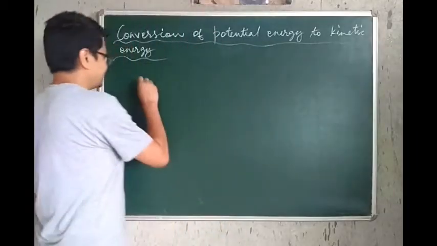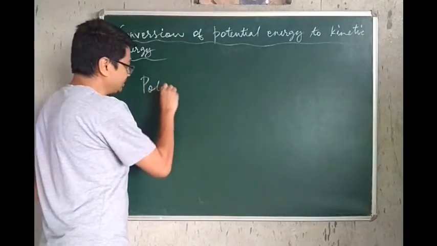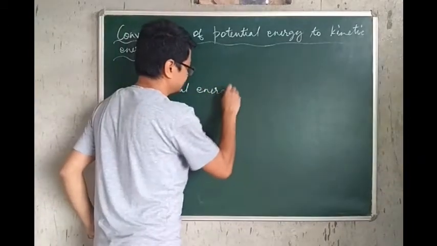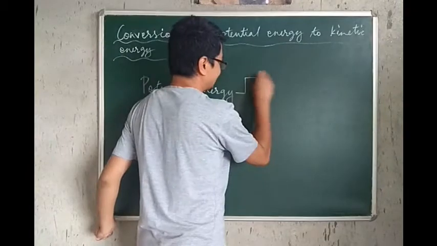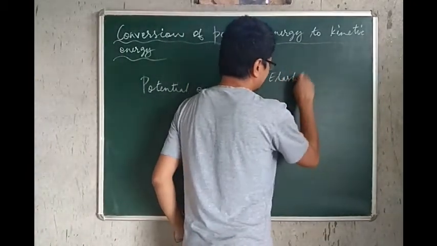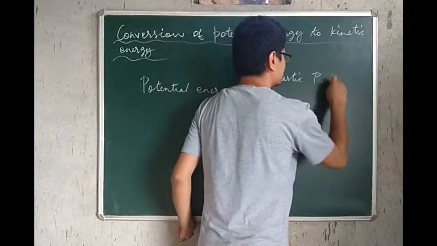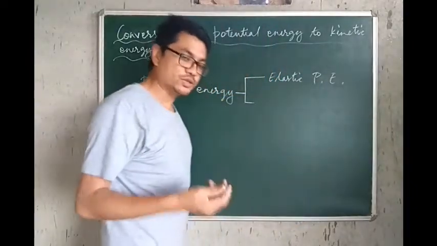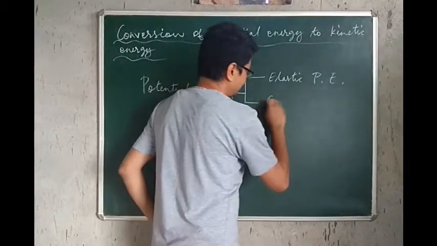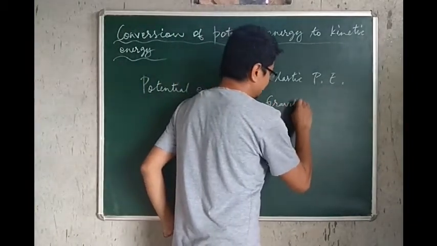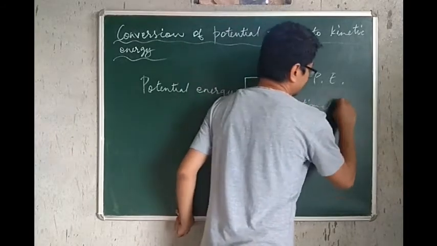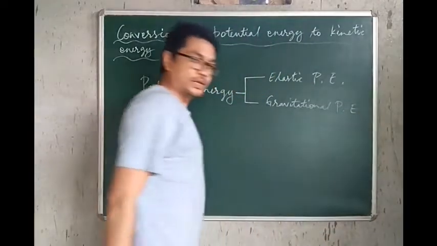Now we've seen that potential energy can be of two kinds. One is elastic potential energy. I'm writing P.E. for potential energy. You have to write it in full, don't forget. And the other is gravitational potential energy.